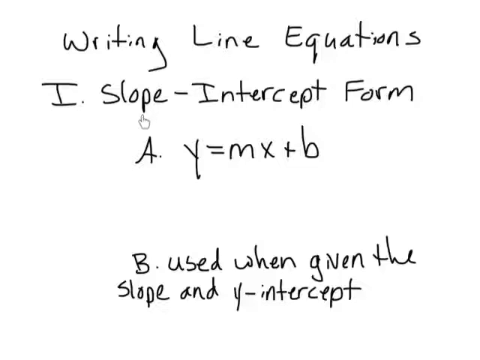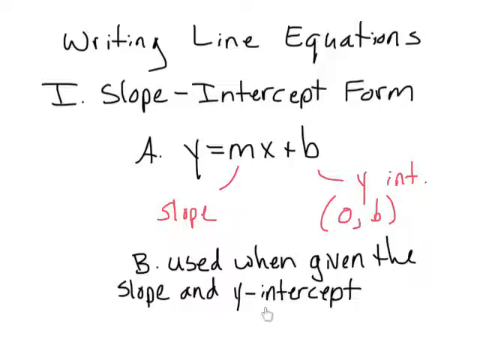The formal name of it is called the slope-intercept form of a line. And it's called slope-intercept form because we have y equals mx plus b. M represents the slope, and b represents the y-intercept. As a coordinate, b would be (0, b). We use this form quite a bit, and it's typically used when you are given the slope and the y-intercept, so you can directly write your line equation.